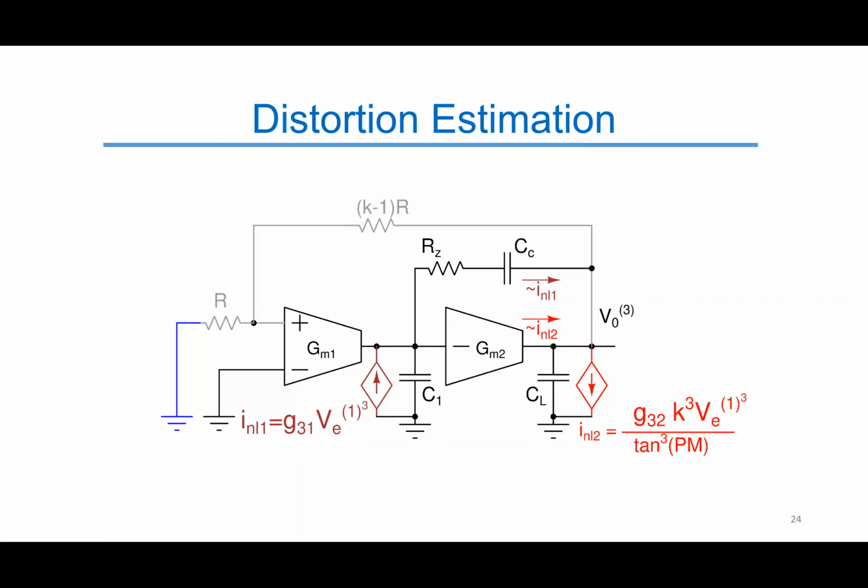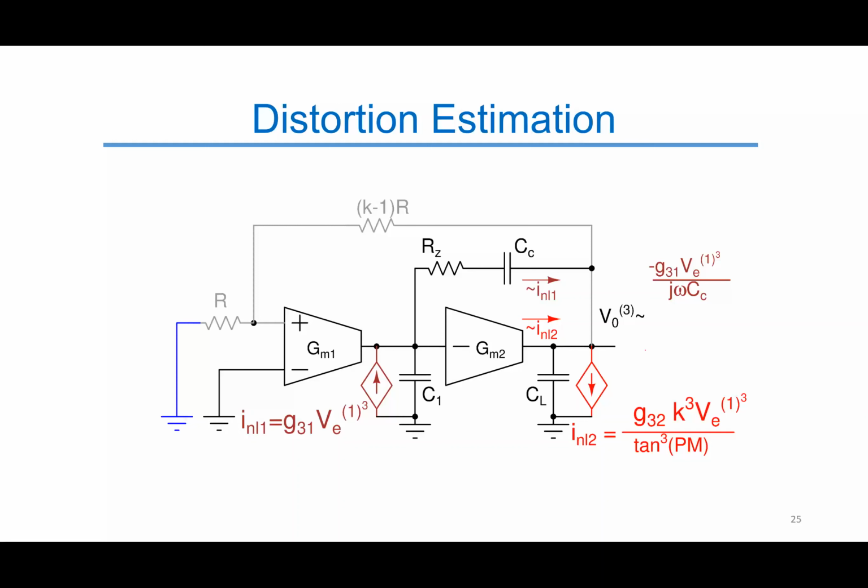To quantify the distortion of the Miller op-amp in negative feedback, we now desensitize the input and inject the nodes with the appropriate nonlinear currents as shown in the figure. Since INL1, the first stage nonlinear current, behaves like the current through GM1, it generates an output voltage of minus INL1 times VE over j omega Cc.